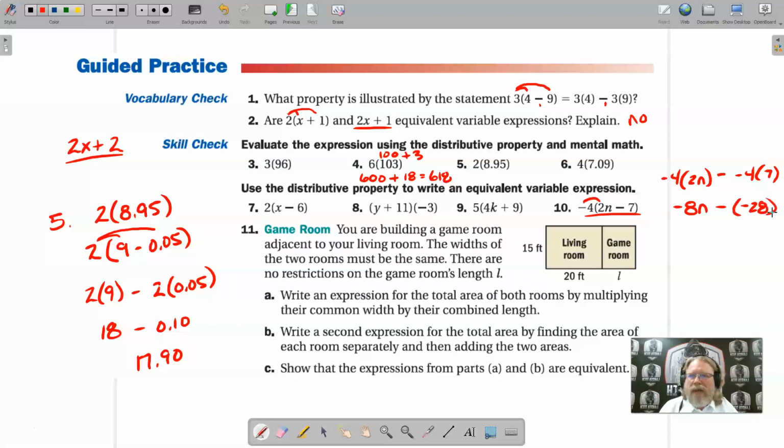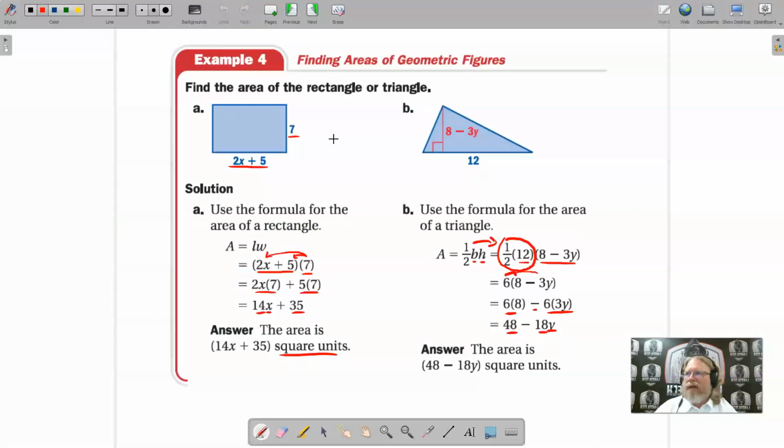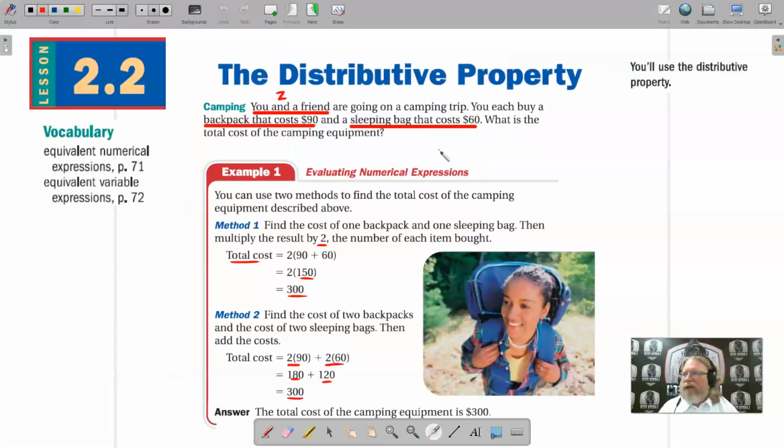-28. Now we have a minus, so we could do this -8n, change the subtraction to addition, and take the opposite of -28, which is +28, and this simplifies to -8n plus 28. And then the game room question, we would get that from applying formulas like we did in example 4 here. So that completes all of my instruction for lesson 2.2, titled The Distributive Property, where we learned to use the distributive property. Thank you.